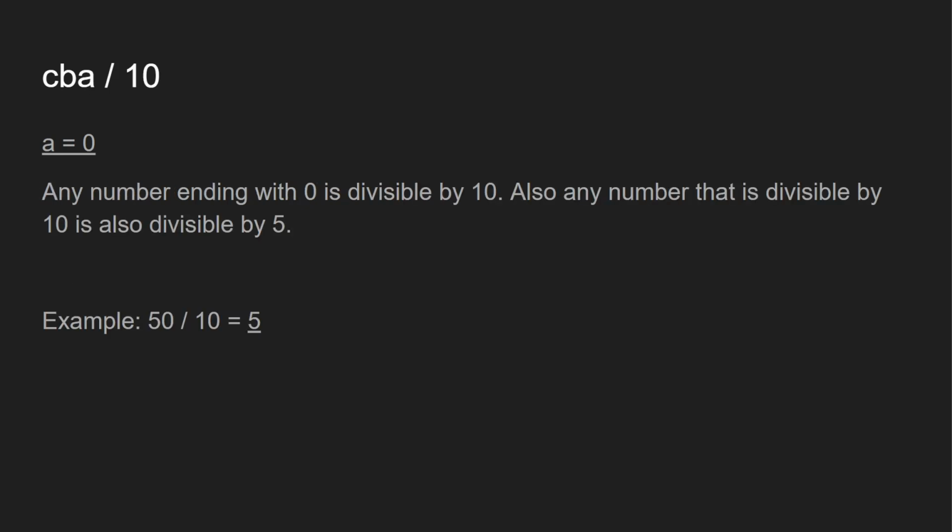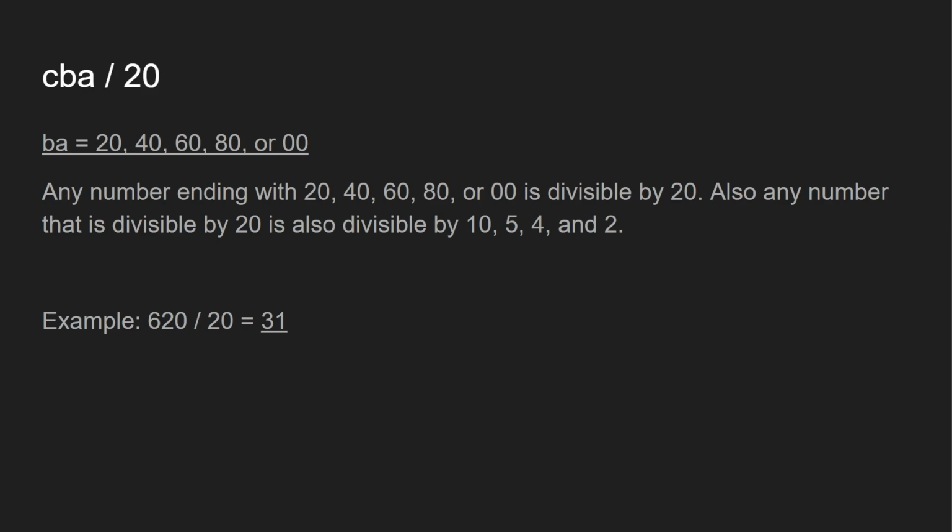Similar logic here with 10. If the final digit is specifically 0 and nothing else, that means it's divisible by 10. And also every number that's divisible by 10 is also divisible by 5 by definition. So 50 is divisible by 10. 120 is divisible by 10.